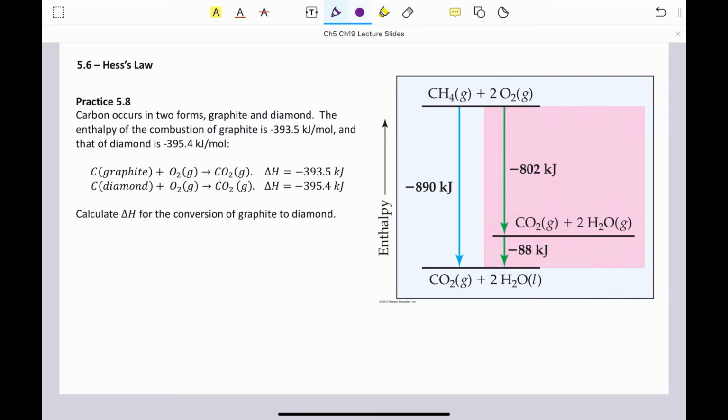AP Chemistry, and welcome to the last chunk of Chapter 5. In this last chunk of Chapter 5, we're going to talk about Hess's Law and heats of formation, which are two different ways to calculate the enthalpy of a reaction.